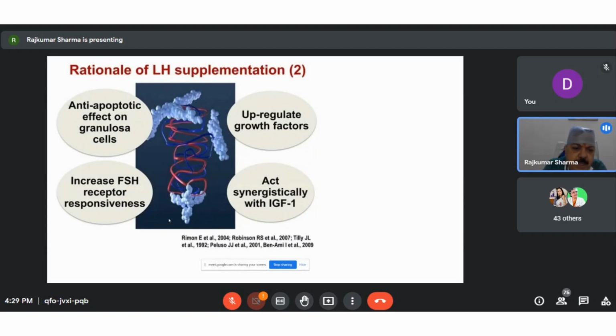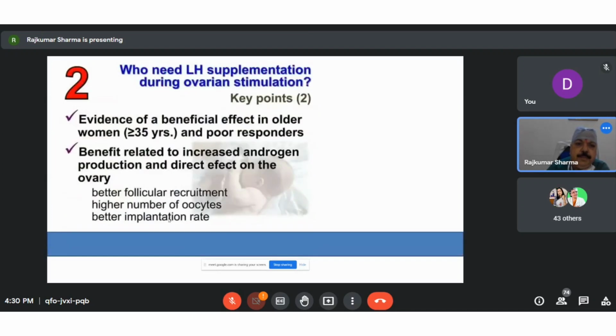Secondly, it also helps in increasing FSH receptor responsiveness. The FSH receptors already present in the granulosa cells, which are required for folliculogenesis, become more responsive to FSH under the influence of LH. LH also upregulates some growth factors in the follicular apparatus and acts synergistically with insulin-like growth factor 1. All these things put together give you not only more oocytes, but also better quality oocytes in this group of patients.